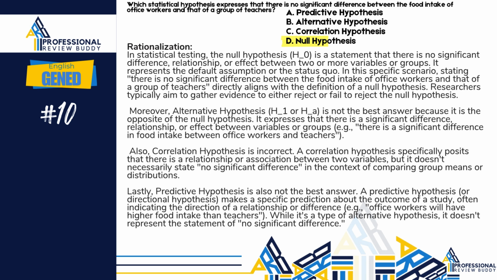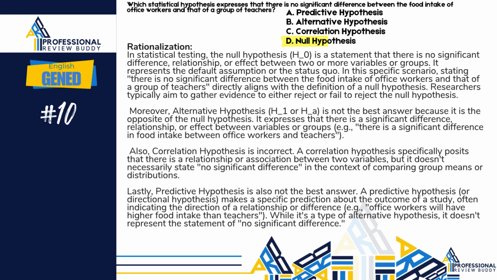Moreover, alternative hypothesis, h_1 or h_a, is not the best answer because it is the opposite of the null hypothesis. It expresses that there is a significant difference, relationship, or effect between variables or groups, e.g., there is a significant difference in food intake between office workers and teachers.